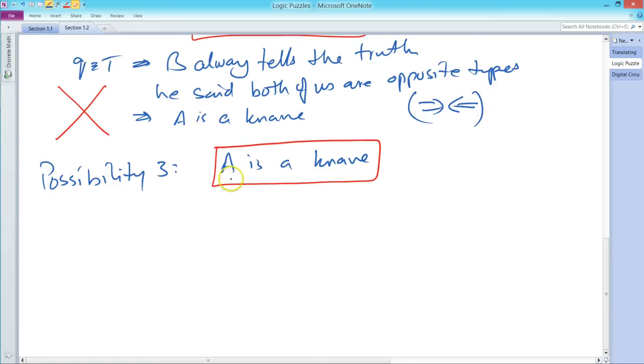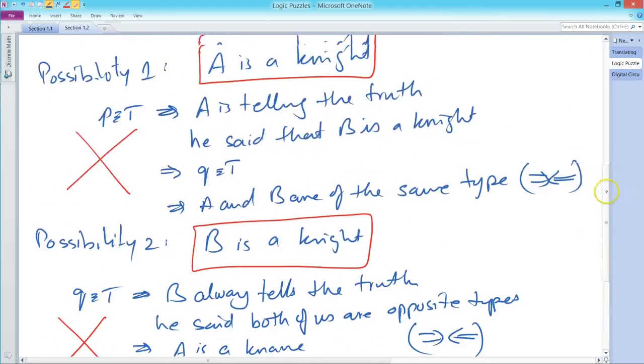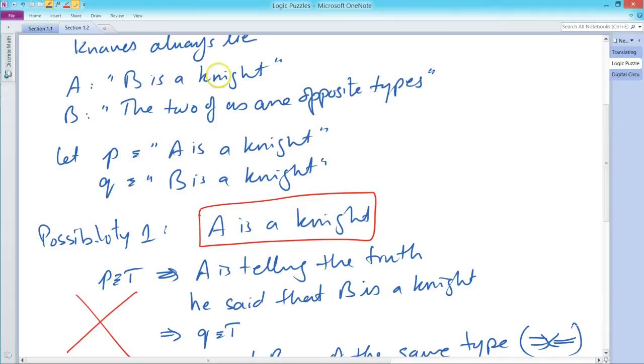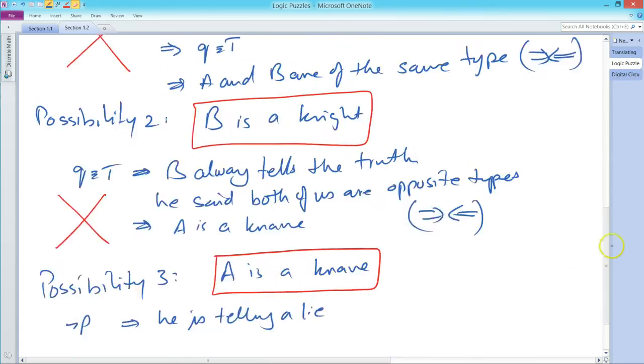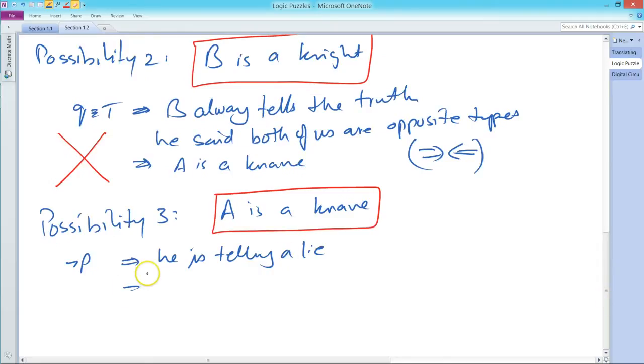Now, if I'm assuming that A is a knave, I'm assuming not P. Now this means that he is telling a lie. If he is telling a lie, what did he say? He said that B, let me scroll back, he said that B is a knight. Over here, as you can see, he said that B is a knight. According to my assumption, if he's a knave, he's telling a lie, therefore B is not a knight. Therefore, B is a knave.